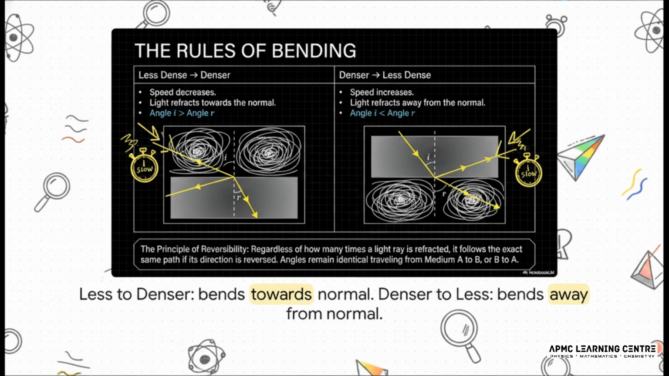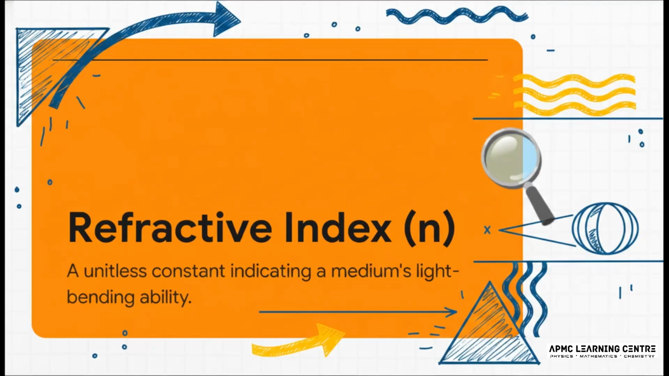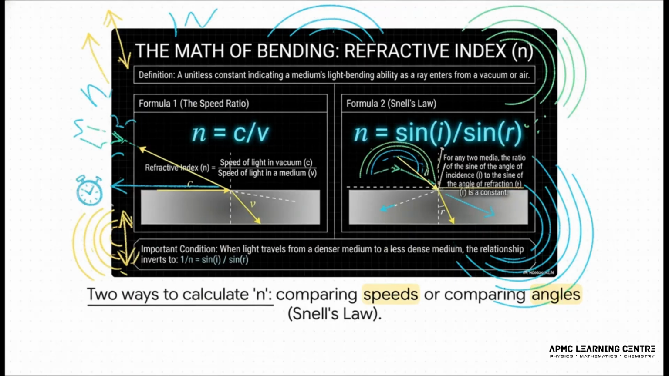Towards and away. It's really that straightforward. Now, to put some numbers on this, physicists came up with something called the refractive index. We just use the letter N for short. Honestly, you can just think of it as a light bending score for any given material. The higher that score, the more that material grabs onto light, slows it down, and bends it. So how do we find this N value? Well, there are two main ways.